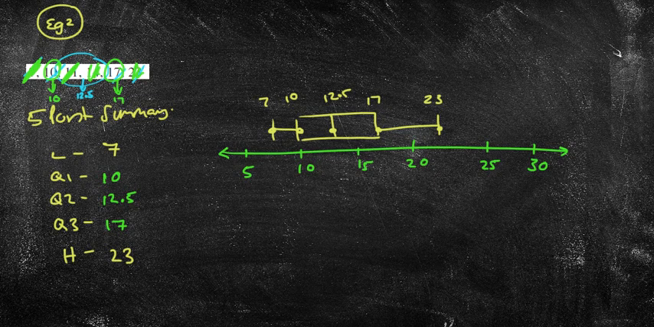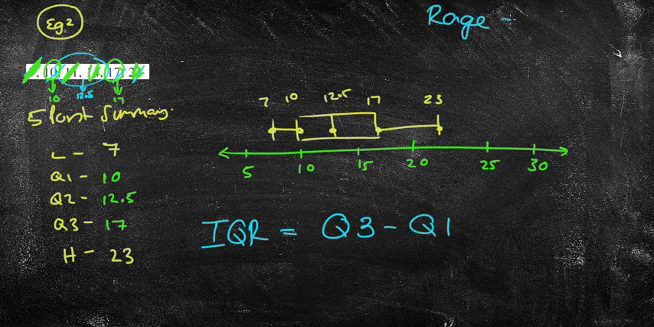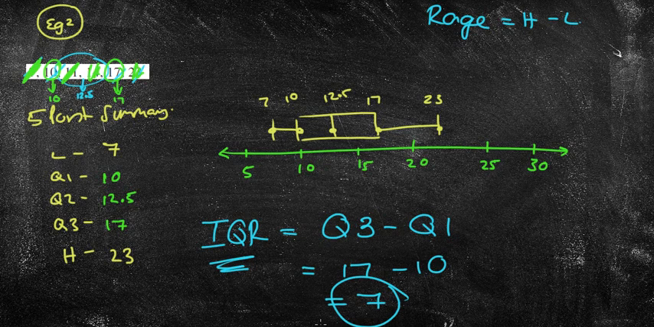Okay, they can ask you questions such as, what is the interquartile range? Now we've spoken about the interquartile range before, I believe. That's saying it's the third quartile, take away the first quartile. Think about range. Right at the beginning we said range was the highest minus the lowest score. Interquartile range is the highest quartile minus the lowest quartile. In this case, that'd be 17 take away 10, so the answer would simply be 7. Okay, not particularly challenging.